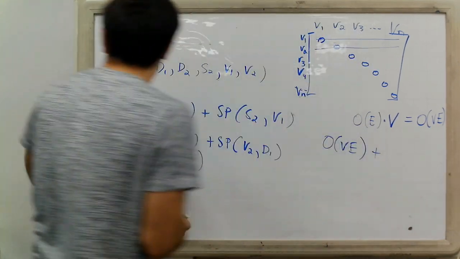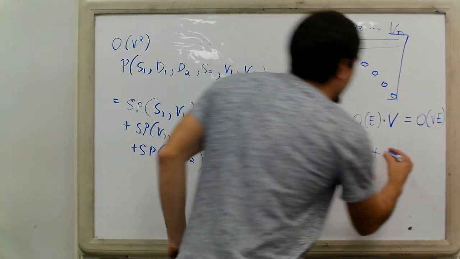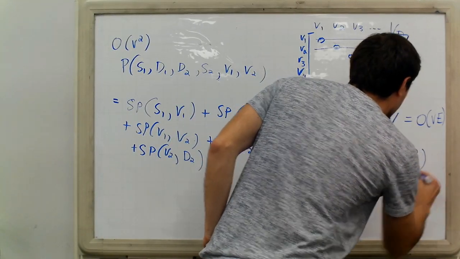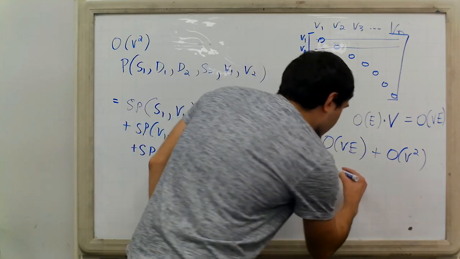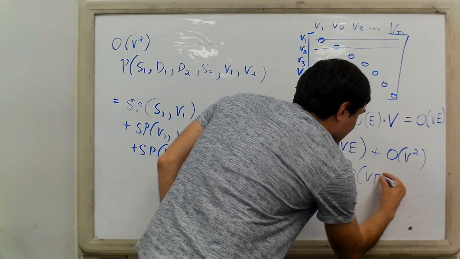and then we'll add in this term of evaluating this formula, V squared. With the assumption that V is smaller than E, the E term dominates, and this is just VE.